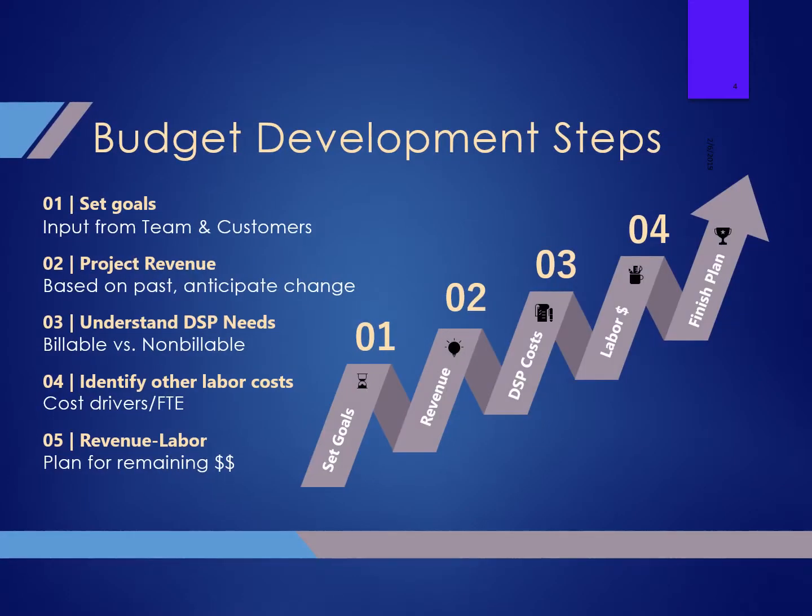This is a simple outline of the budget development steps we will be talking through in this video. We have chosen to focus on the areas that are, first, unique to DD provider organizations, and second, the more complex to understand as well as the most impactful if not planned for carefully. We will be talking about setting goals, projecting realistic revenue, understanding the needs of direct support, typically the biggest revenue generator as well as the greatest labor expense, other aspects of labor expense, and lastly, finalizing the organizational budget.